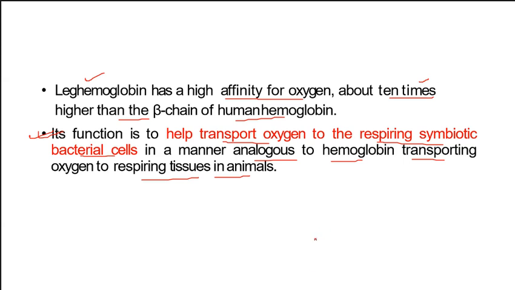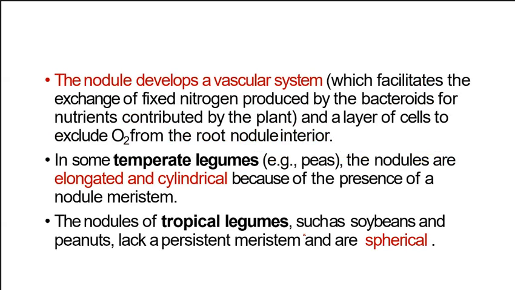Leghaemoglobin transports all the oxygen to the respiring symbiotic bacterial cells. Now what happens? These nodules develop a vascular system.